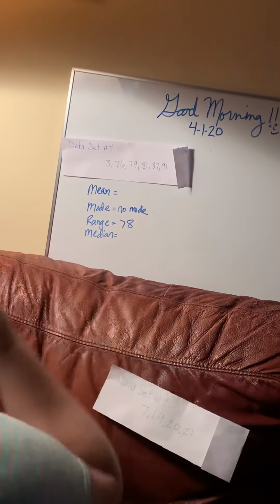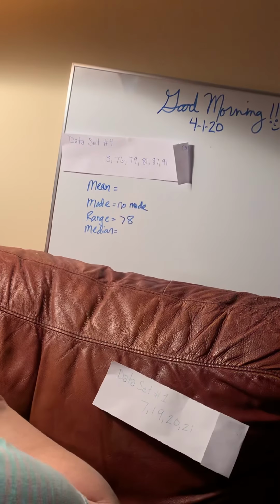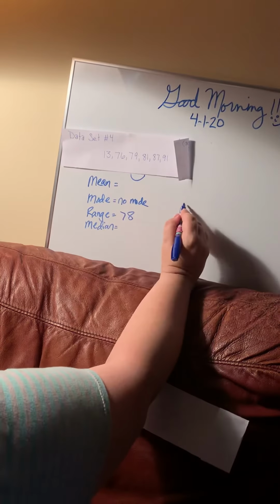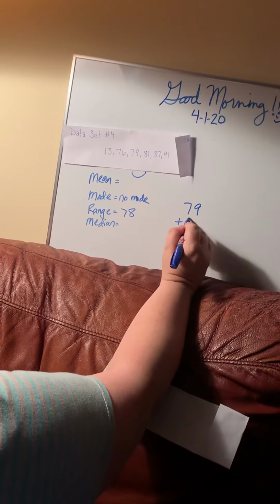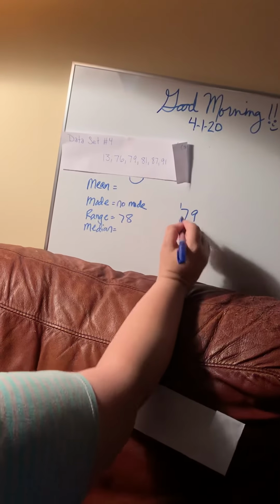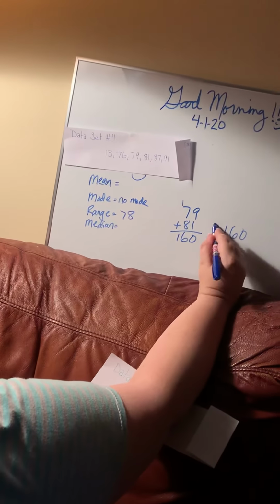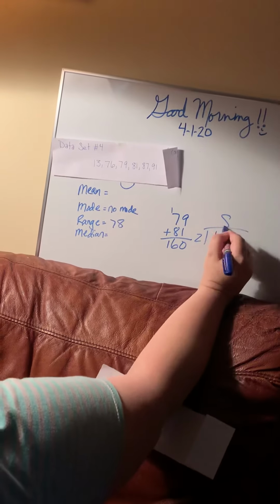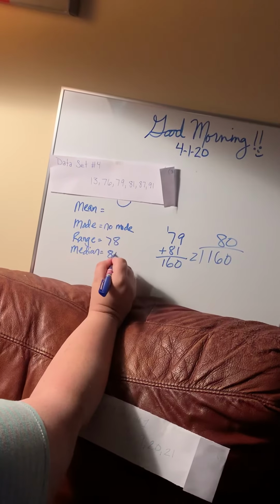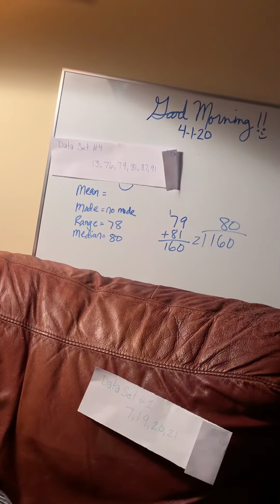What number is in the middle? Well, let's count and see how many we have. We have 1, 2, 3, 4, 5, 6 numbers. Okay, so we're going to have to pick the two middle numbers, which are 79 plus 81. Okay, I'm going to add those together. And then I'm going to divide them by 2 because I added two numbers together. And when I divide them by 2, I find that I have an 80. So the median would be 80. Even though it's not on our list, that still can be the median, okay?